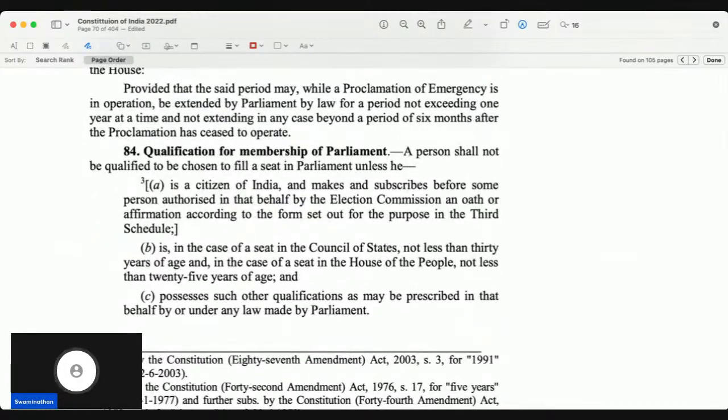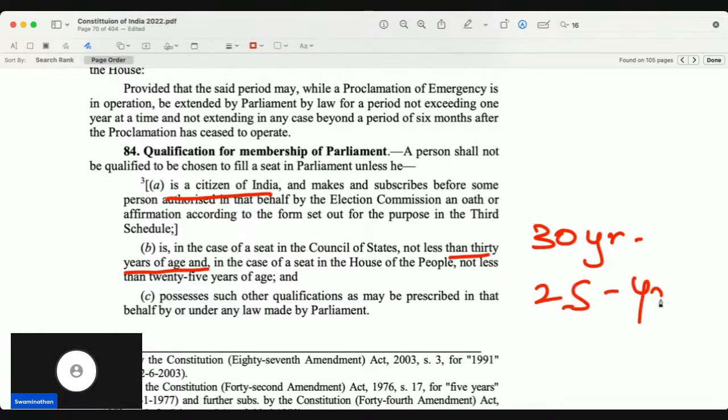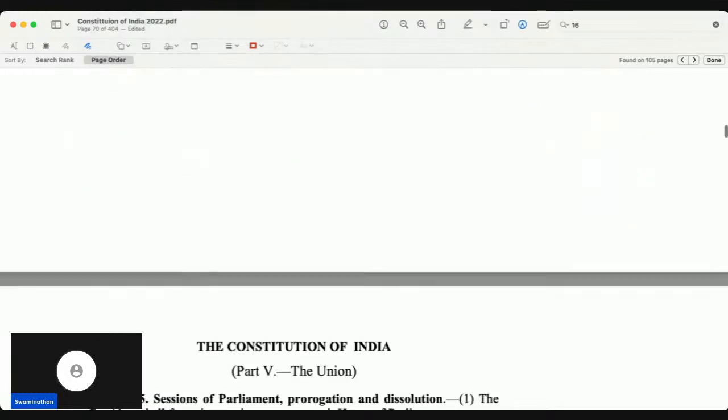What is the qualification of a person that he can become a member of the Lok Sabha or Rajya Sabha? The basic qualification is that the person should be a citizen of India. To become a member of the Rajya Sabha, they need to be at least 30 years of age, 30 years for the Council of State, that is Rajya Sabha, and 25 years for the Lok Sabha, and they must possess other qualifications as prescribed by the Parliament. For this purpose, Parliament has enacted the Representation of People Act 1951, and that act prescribes various qualifications for any person who can become a member of the Parliament, right?